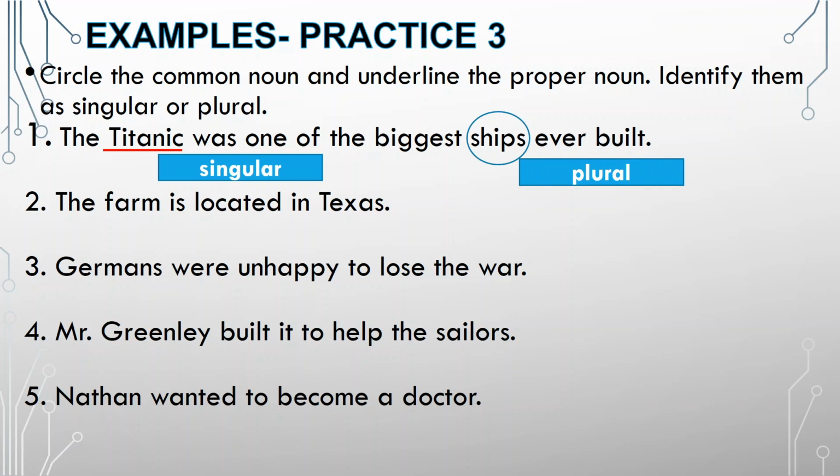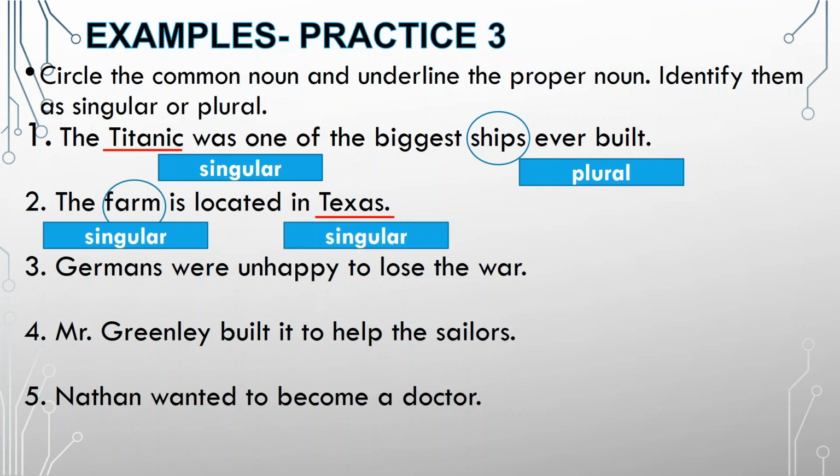Next, for number 2, the farm is located in Texas. Farm is your common noun and Texas is your proper noun. Farm is singular because it's only one, there's no S, there's no ES. Texas is only one place, so that's singular also.